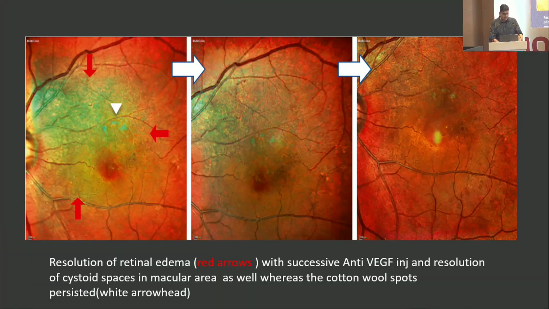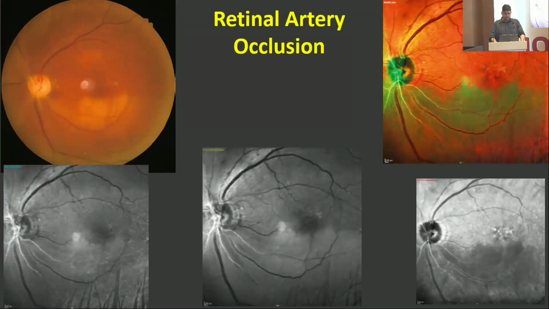Now with the anti-VEGF injection, we can see the greenish hue decreases as the treatment progresses, as well as the cystic space is reduced, and this orangish hue is also resolving with the treatment with anti-VEGF injections.